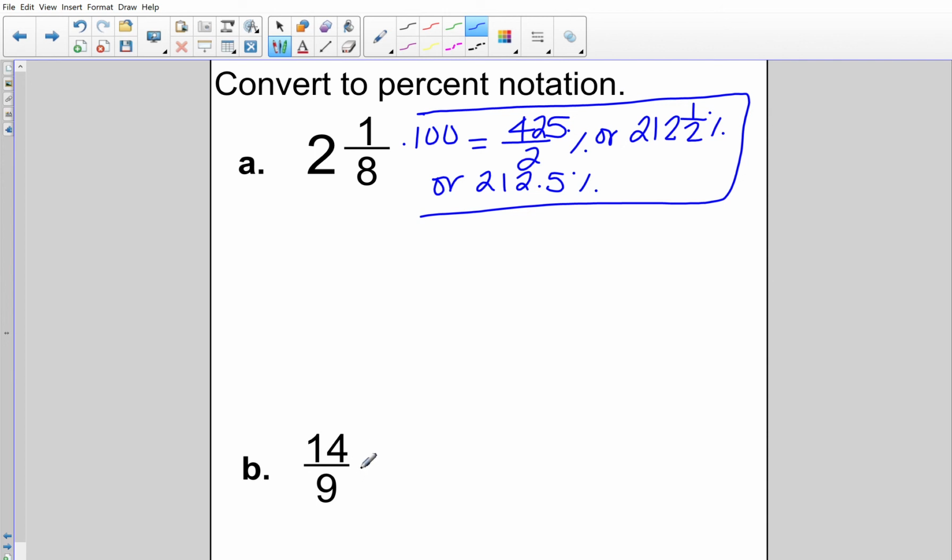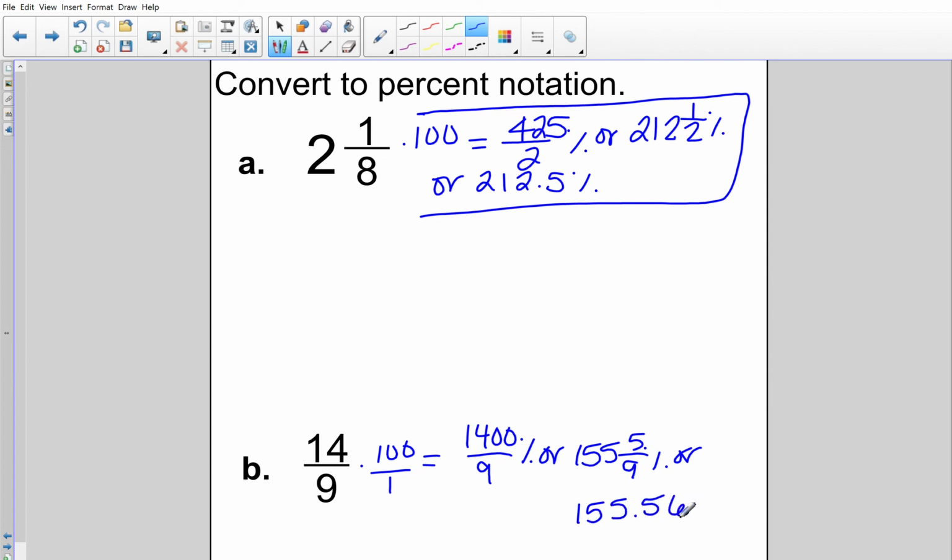For 14/9, again, I'm going to multiply by 100. And 14/9 times 100 is going to be 1400 over 9. Nothing really reduces in that one. So I could take that as a percent, or 155 5/9%, or 155.5, maybe 6%. Okay, so it'll tell you where to round if they want you to do it as a decimal.